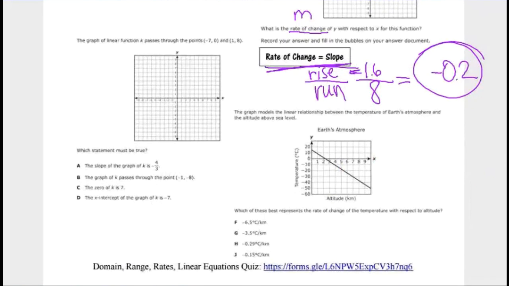All right, we've got 2 problems left. On the left-hand side, it says the graph of linear function k passes through the points negative 7, 0, and 1, 8. Now, my graph is really blurry on my screen, but hopefully it's a little better for you. I believe at this point is negative 7, 0.